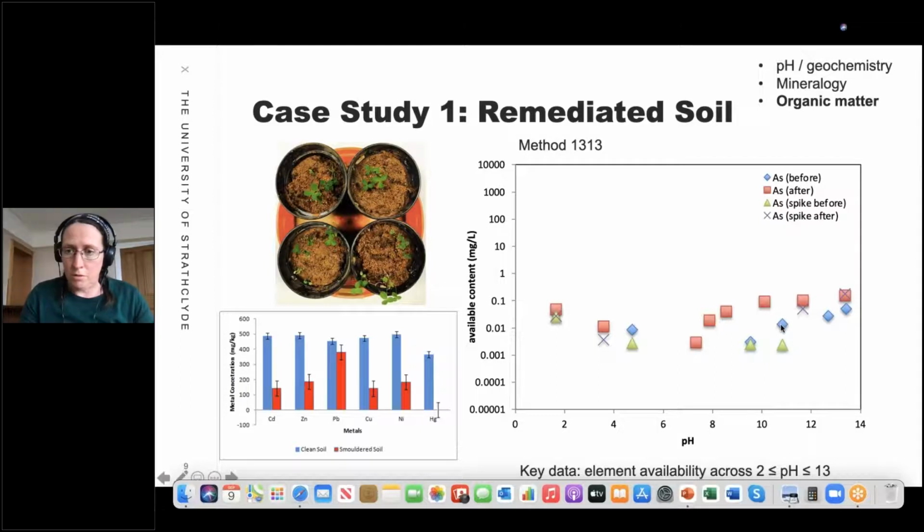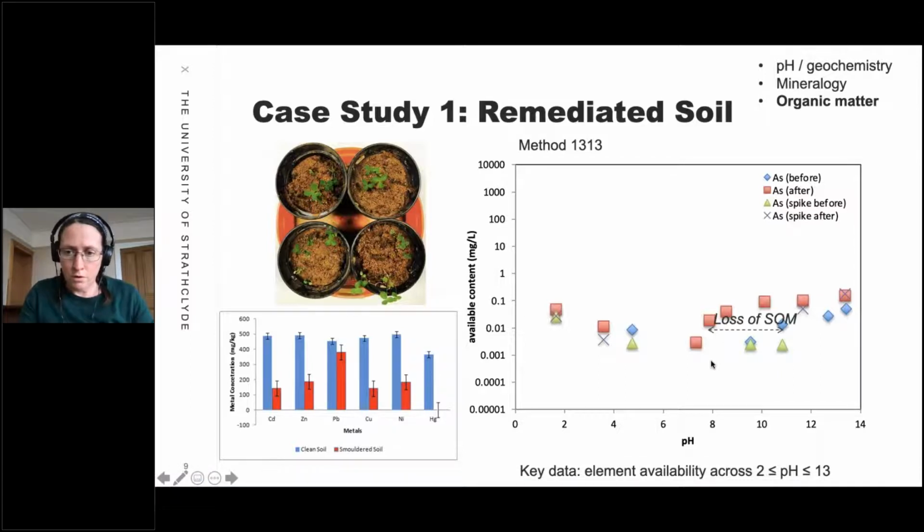So the blue diamonds are our before sample. This is our soil without contamination. And then the after, where we've contaminated with coal tar and then remediated, is the red square. So we have a shift between them where the available content is increased a little bit.